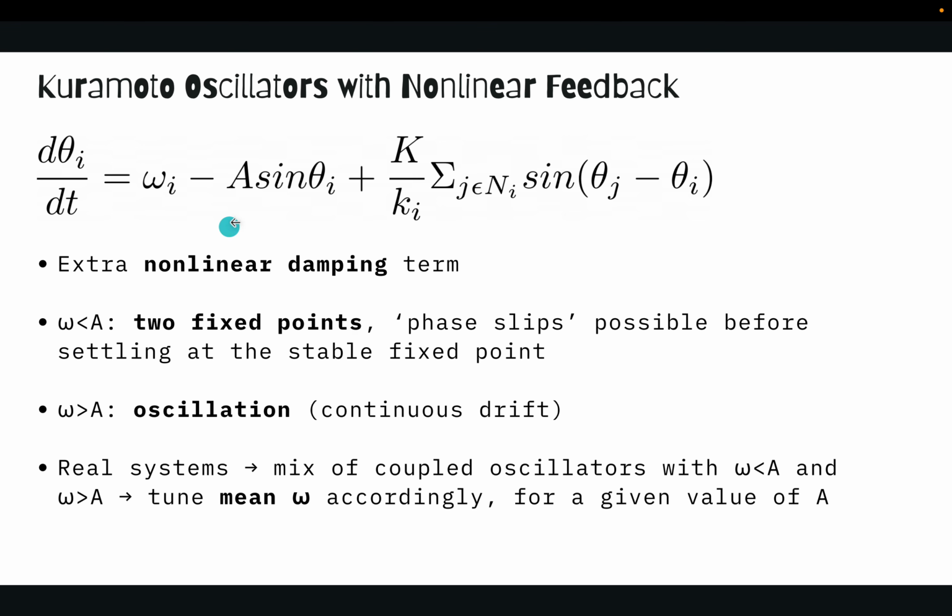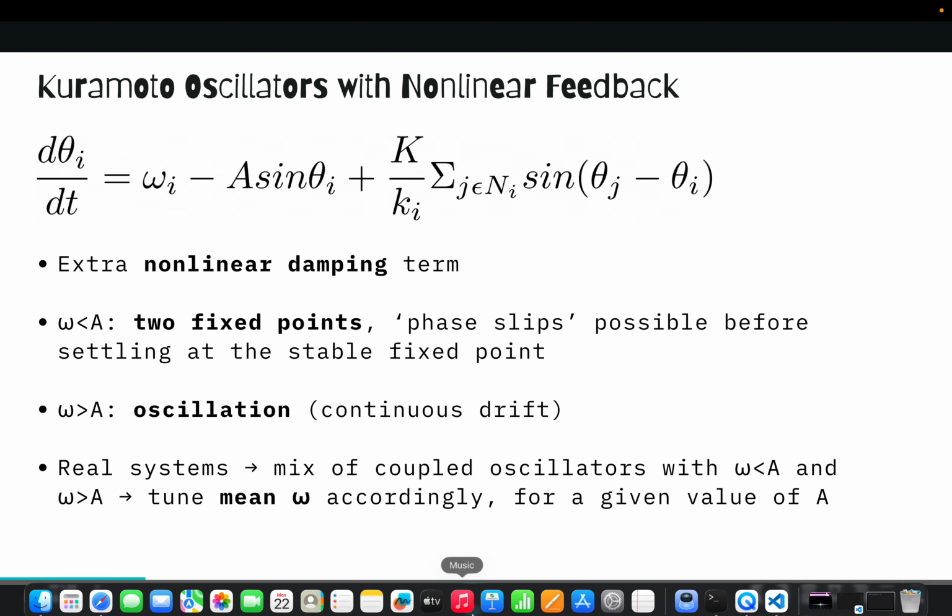Then if omega is less than a, we are looking at one particular oscillator. So let's say we have fixed the value of i, so now we don't need to write omega i. If the omega for that ith oscillator is less than a, which is constant throughout the network, then we have two fixed points. And it's possible that there are phase slips before settling at the stable fixed point. I'll show you the pictures, it will make more sense then. But let me just read through this anyway.